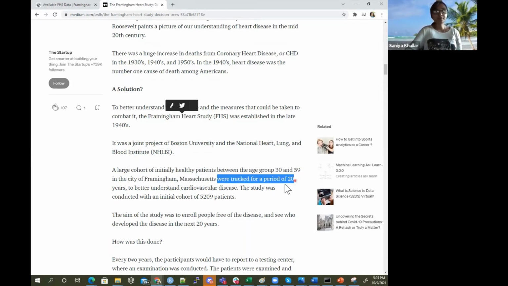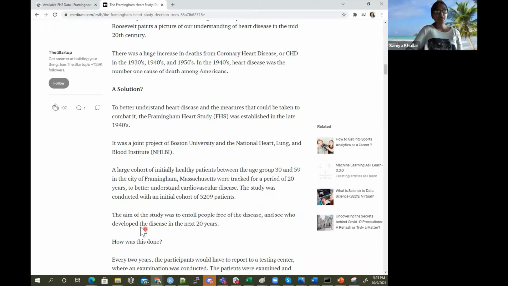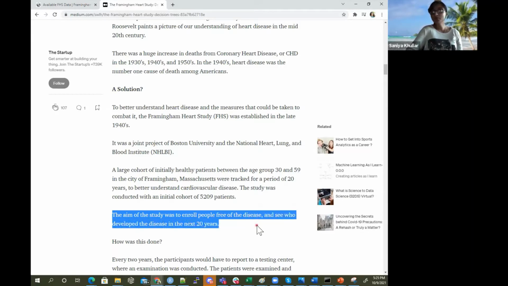And they tracked these people for a period of 20 years, with follow-up visits. It's almost like how every year you see your doctor routinely. They were being followed up for 20 years so they could better understand cardiovascular disease. The initial cohort had 5,209 patients. They enrolled people who did not have cardiovascular disease, and they saw who would develop it within the next 20 years. So they get you early, and then they try to see what happens to you over 20 years, who ended up developing it.